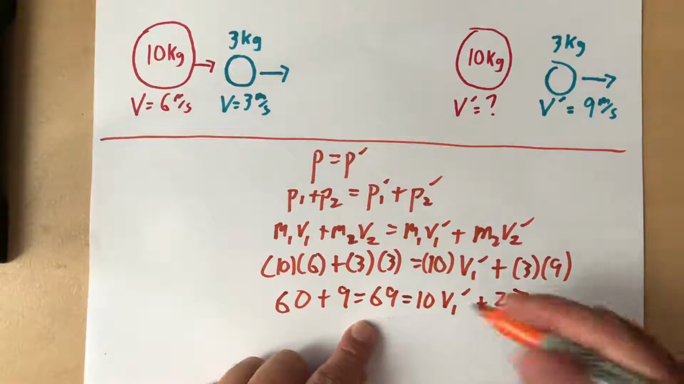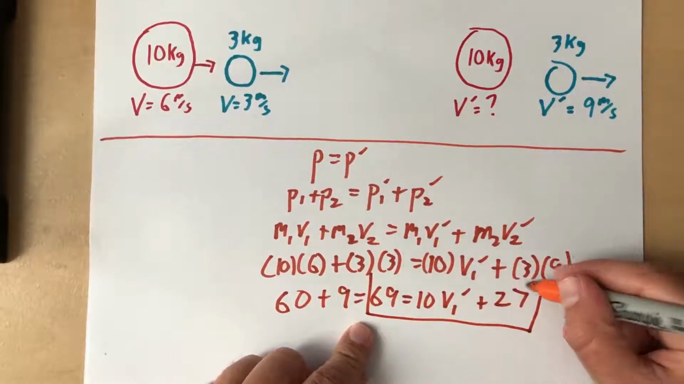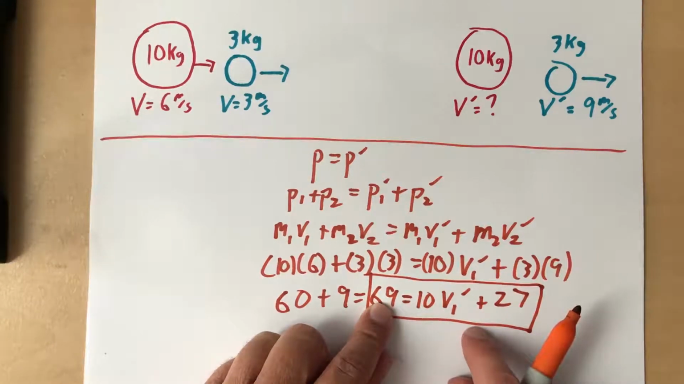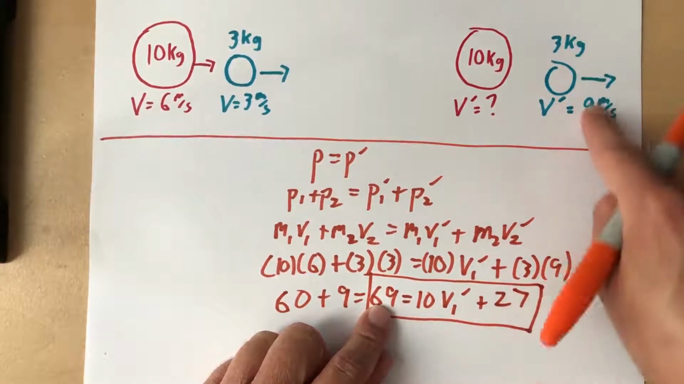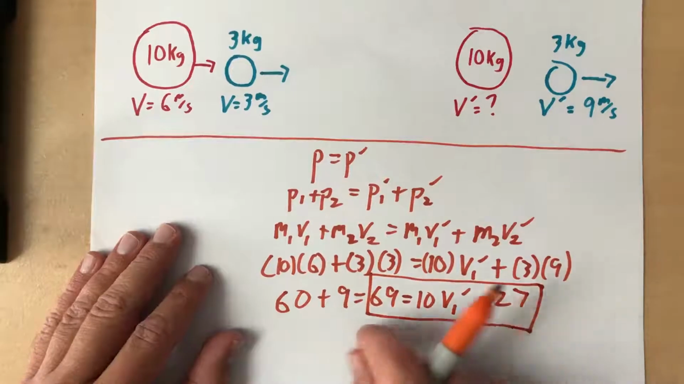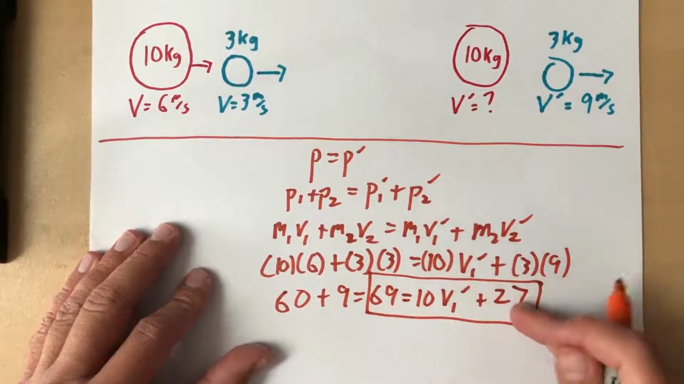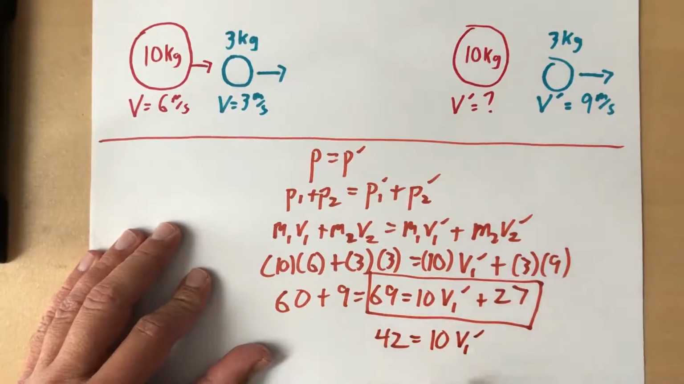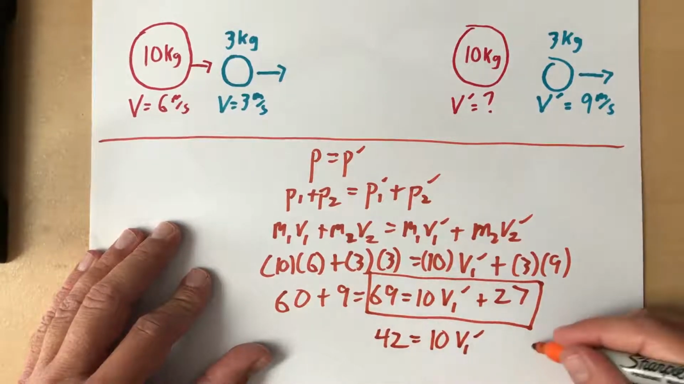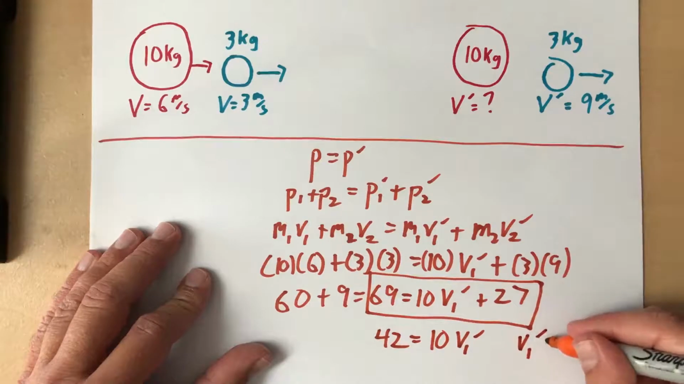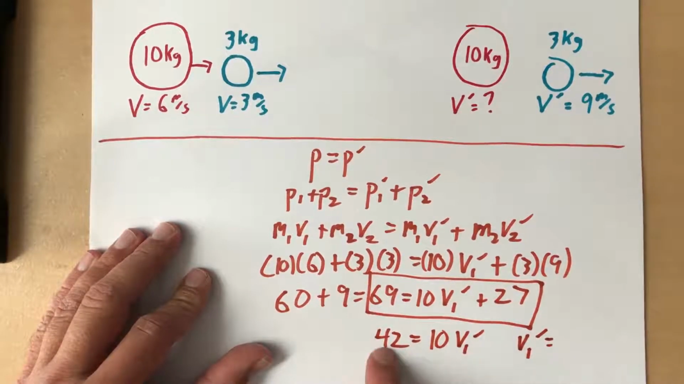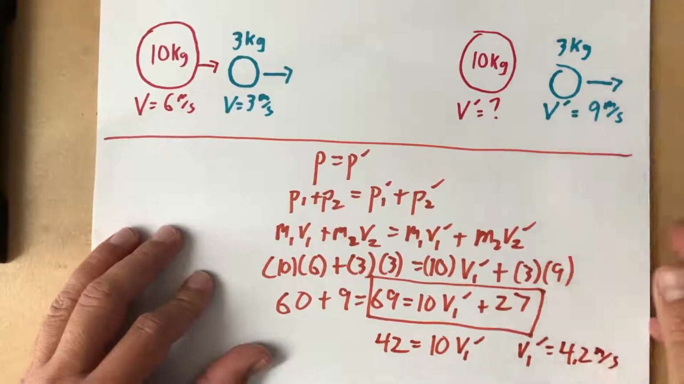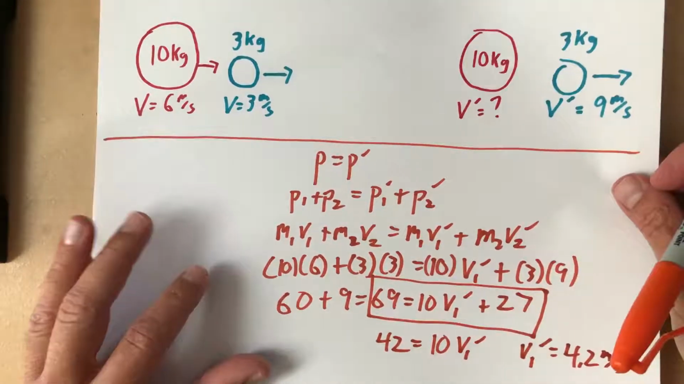So you can start to do the algebra boxed in right here. Or again, I start to think like, okay, we had 69 before, we have to have 69 afterwards. We've already got 27 from that. So if you subtract that over, you wind up that we still need 42 units of momentum out of object 1. And so when you go to solve for that, I'll do it over here, the velocity of object 1 would be 42 divided by 10, so that's easy to do, 4.2 meters per second there.